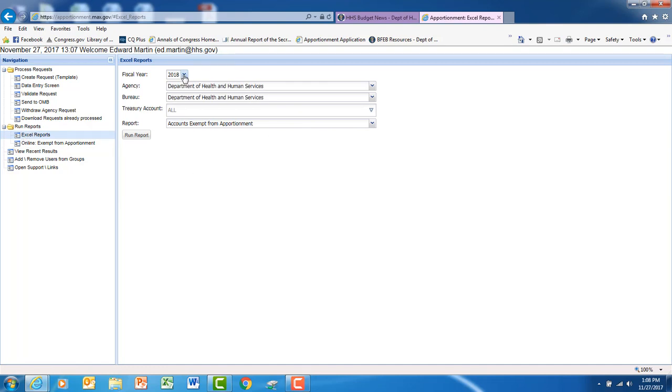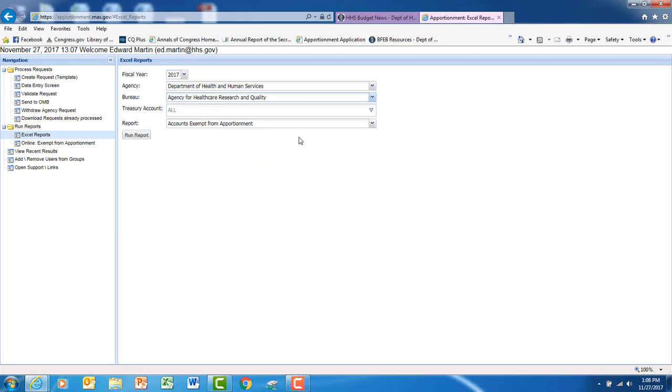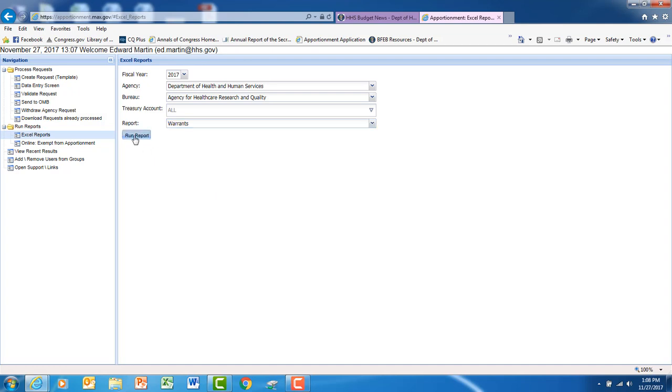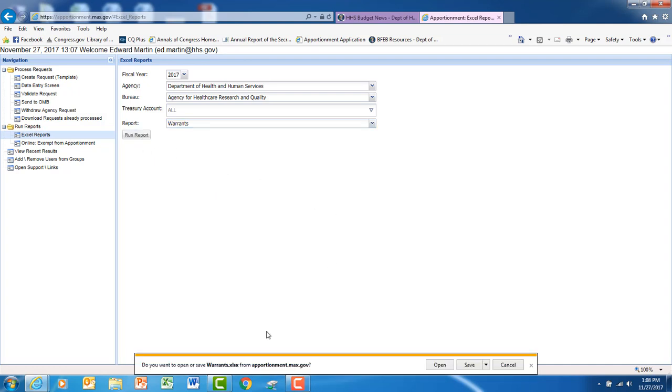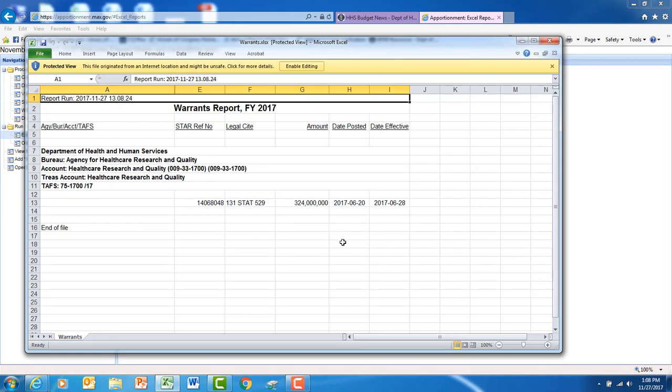Let's look for our AHRQ warrant from fiscal year 2017. We'll pick AHRQ for our bureau, and of course the warrant report. We'll click on Run Report, and of course we'll open it up. And here we can see the warrant information that we're looking for. The Healthcare Research and Quality account, TAF 75-17-1700, the stat reference, and the amount.